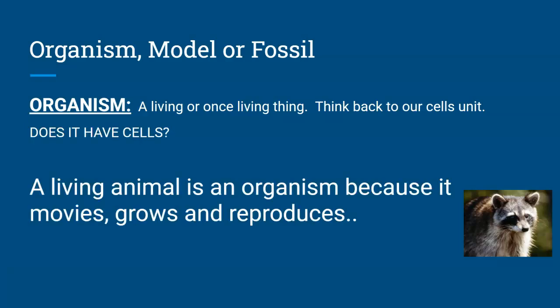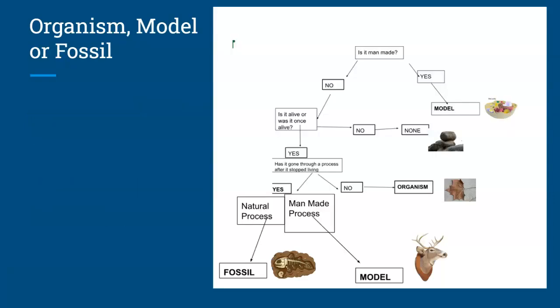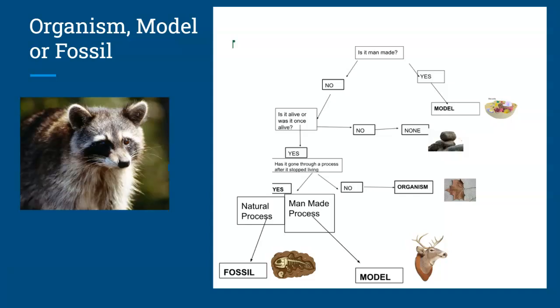An organism is once a living thing. Let's look at the chart for this raccoon. Let's say you see a raccoon. I don't expect you to, but is it man-made? No. Yes or no? No, it's not man-made. Is it alive or was it once alive? Yes. Here's where this flow chart is not perfect.